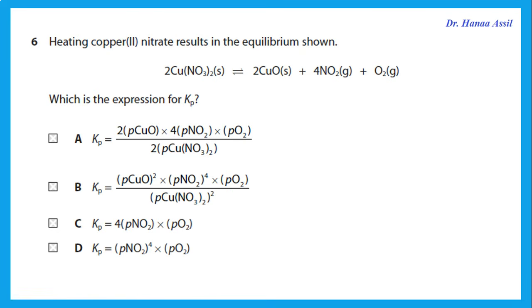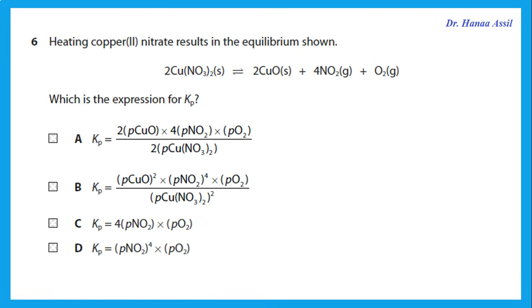Okay, question 6 says heating copper nitrate results in the equilibrium shown. Which is the expression for Kp? Remember, how do we write the expression for Kp? Kp is the partial pressure of products divided by partial pressure of reactants. But remember, we do not include solids in equilibrium constants, Kp or Kc. We do not put solids, so it's as if they're not there.